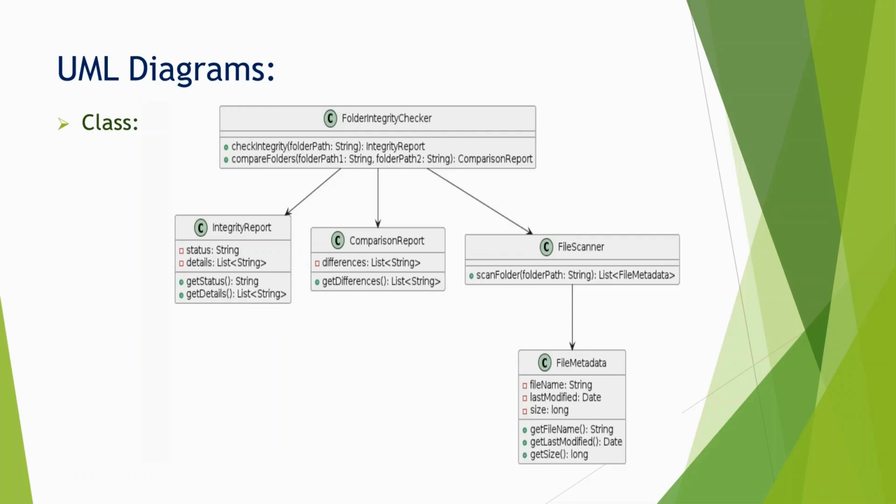Class diagram. Here we can see the main FolderIntegrityChecker is the main class. It has subclasses like IntegrityReport, ComparisonReport, FileScanner, and FileMetadata, where each class contains its own methods, like checkIntegrity with folder path, and in IntegrityReport, status string, getStatus, getDetails. ComparisonReport has differences and getDifferences. FileScanner has scanFolder with its path, using the FileMetadata.